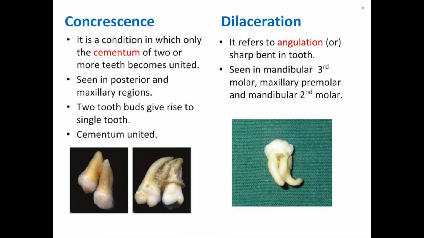Concrescence. It is a condition in which the cementum of two or more teeth becomes united, seen in posterior and maxillary regions. Two tooth buds give rise to a single tooth. Cementum is united. Dilaceration. It refers to the angulation or sharp bend in the tooth, seen in mandibular third molar, mandibular second molar, and maxillary premolars.